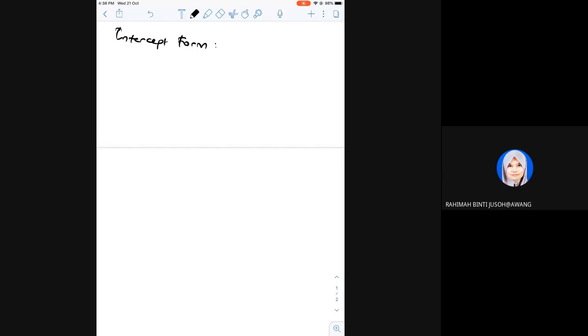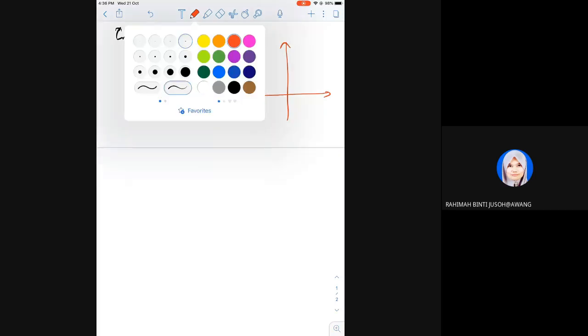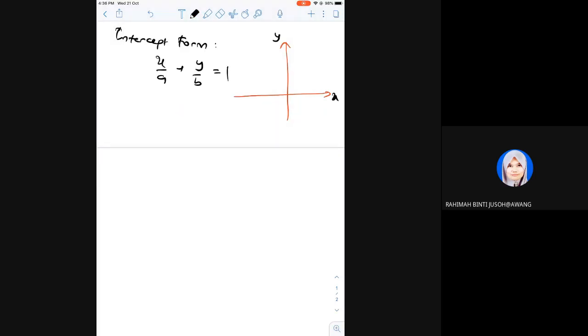Okay. So now, by using intercept form, we will have something like this, guys. x over a plus y over b equals 1. Okay, this is the general equation for a straight line by using intercept form. So bila kita nak lukis graph, what we should do here is we will have x coordinate here and y coordinate here. So x equals a here and y equals b right here. Okay, so what we should do now, we will have this straight line.